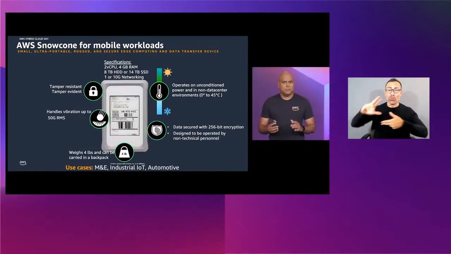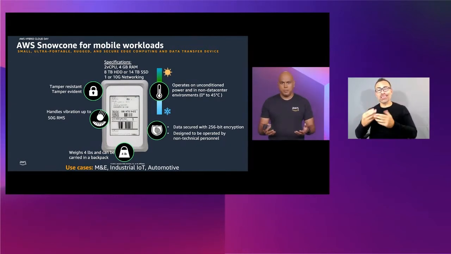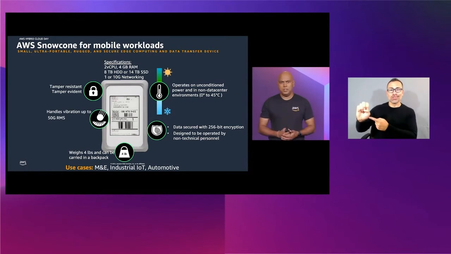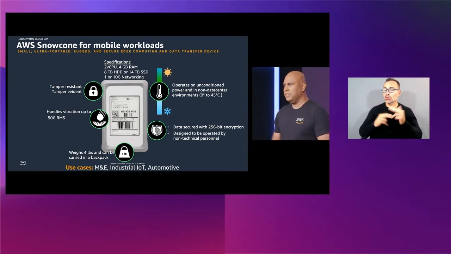We have another class of products, which is the Snow Cone. This is a smaller cousin. It's a backpack-carryable, 5-pound device. It's built with the same amount of ruggedness. It can handle up to 5 G's in terms of shock force and vibration resistance. Think of Snow Cone as your vehicle for running smaller edge compute applications, for, let's say, an IoT industrial workload, or if you want to clean up the data before you move to the cloud, you could use it for that. And again, it's built secure from the ground up, with 256-bit encryption. Security is a tenet that flows across all Snow products.